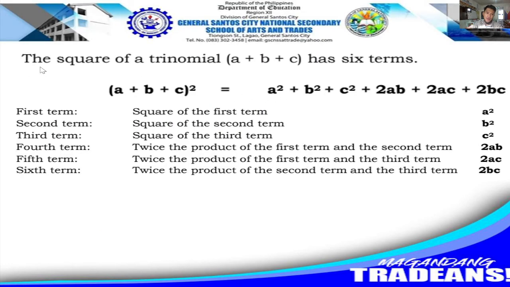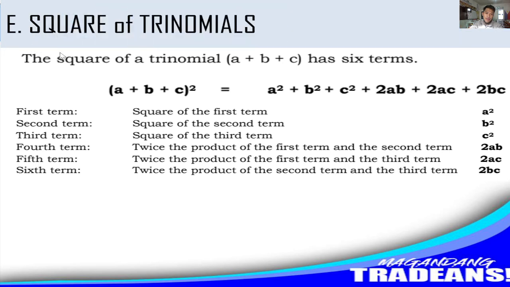Next one is what you call the square of a trinomial. When you say square, that is raised to the power of 2. Trinomial, meaning may tatlong terms na ginamit. So, ano yung first term? Ito. Second term, ito. And the third term is dyan. Kaya po, 1, 2, 3. Kaya po siya trinomial, kasi tatlong terms po ang ginamit.